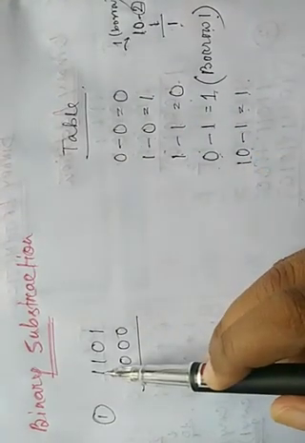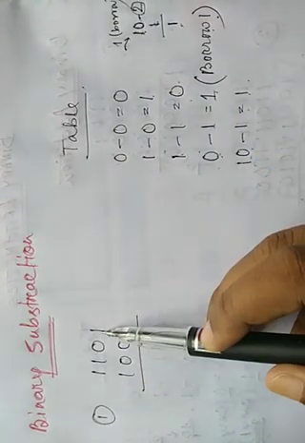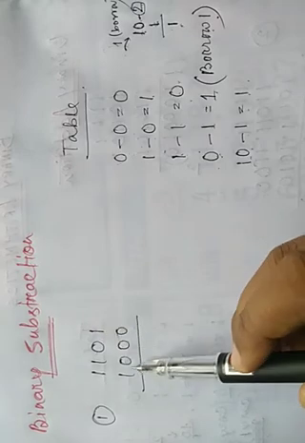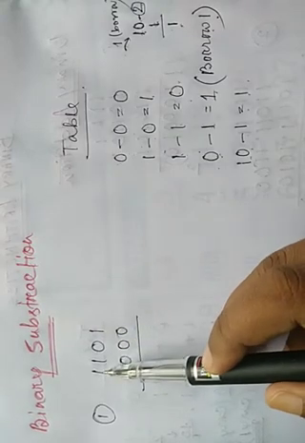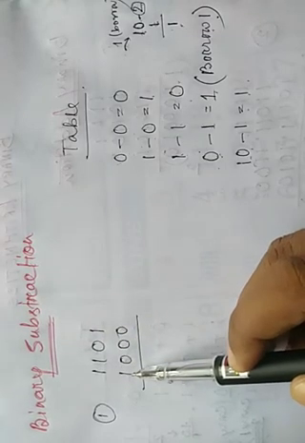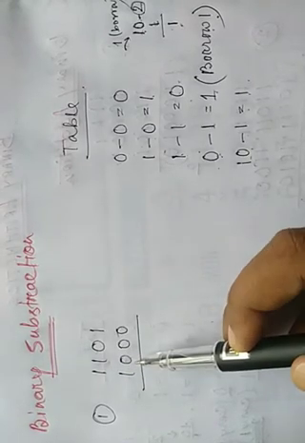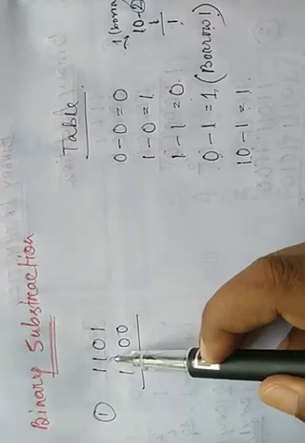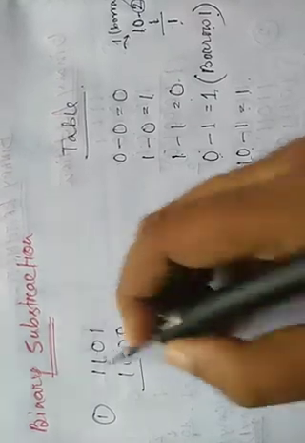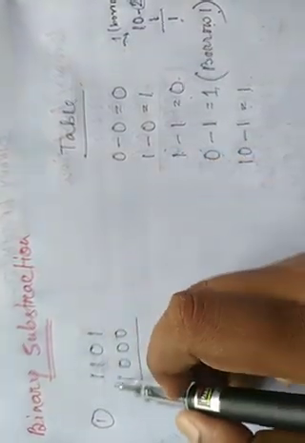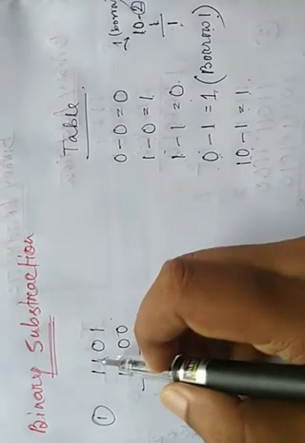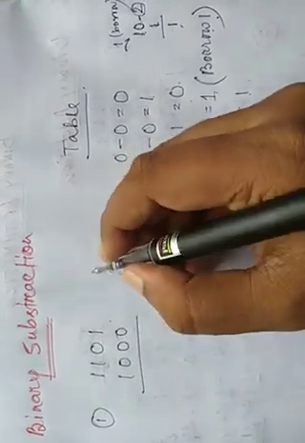So here you can see how you can tell which number is larger. You see the first bit, both are 1. In our second bits, the first number is 1, the second number is 0. As the first number is 1, this number is larger. You have to compare all the bits from left to right.